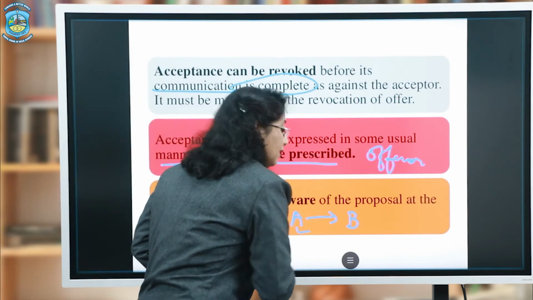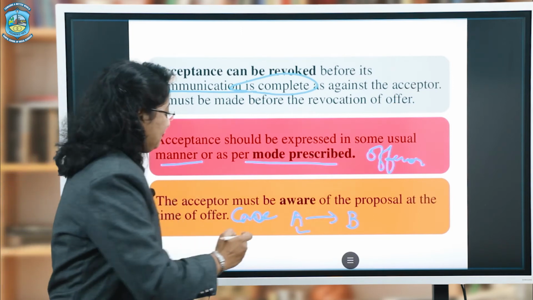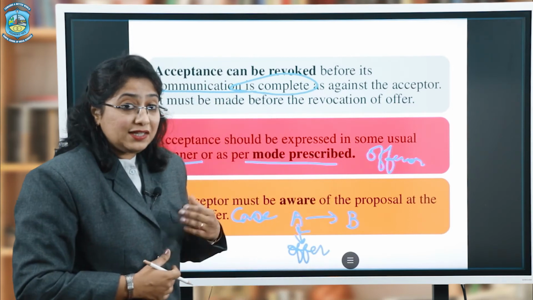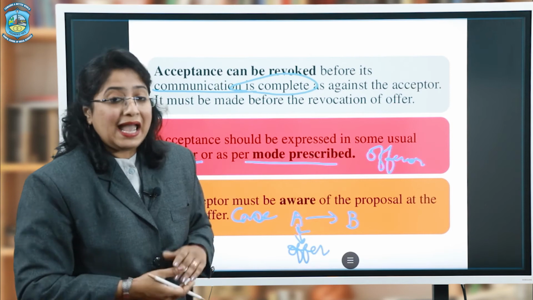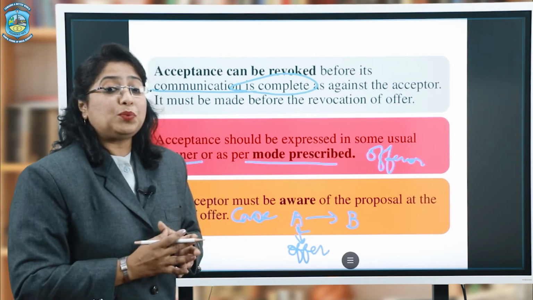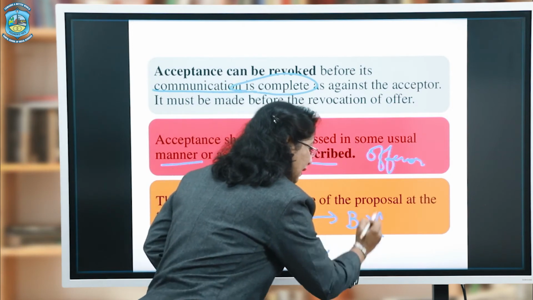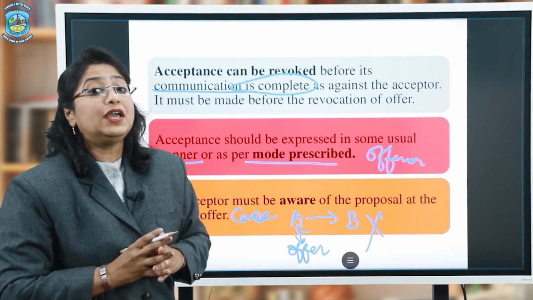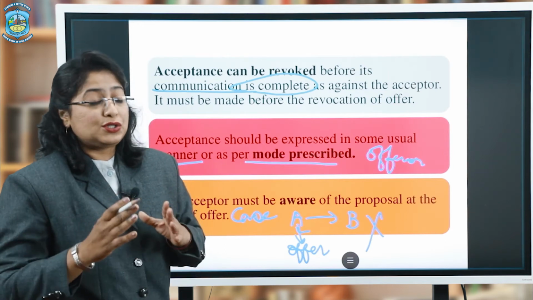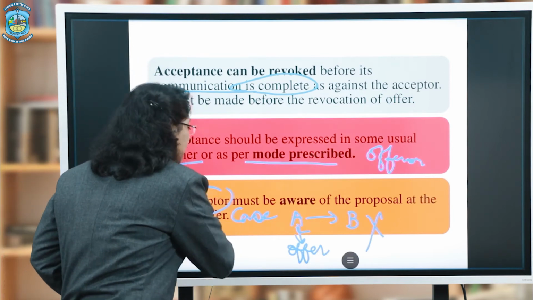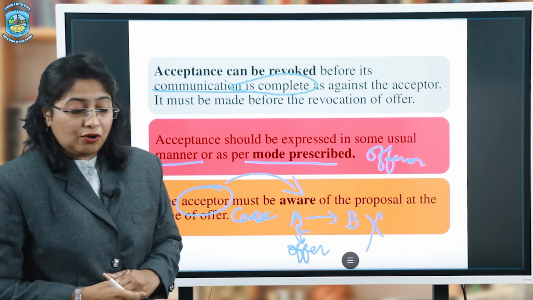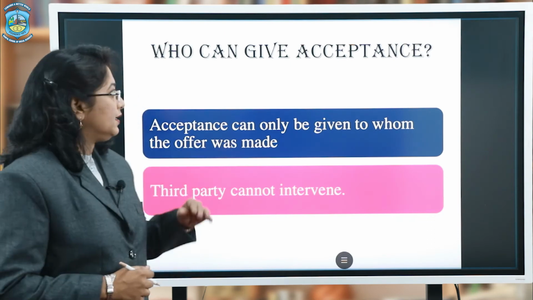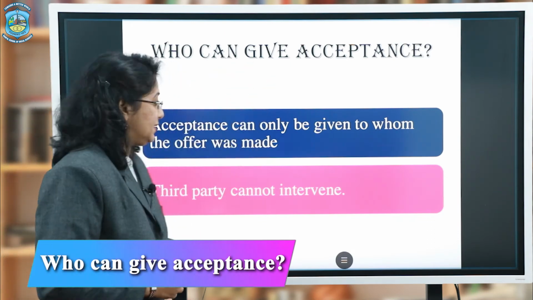Meanwhile, A comes up with an offer and B gets to know about it after he traces the boy and tries to claim it. But it was held that B cannot make the claim because he was not aware of the offer when it was made. So it is very much essential that the acceptor must be aware of the proposal at the time of offer. Now let's understand who can give the acceptance.